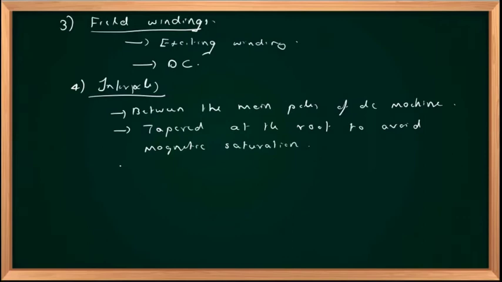And the main purpose of this interpoles is to reduce armature reaction. Armature reaction is an unwanted phenomenon which is weakening or distorting the main field flux due to the current flowing through the armature windings. We'll be discussing in detail in the later classes. So it is a bad phenomenon. It is an unwanted phenomenon in DC machine.